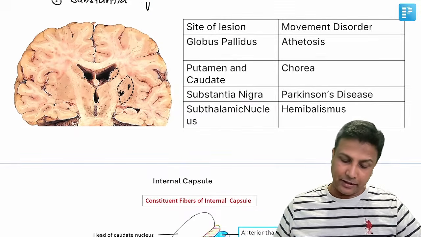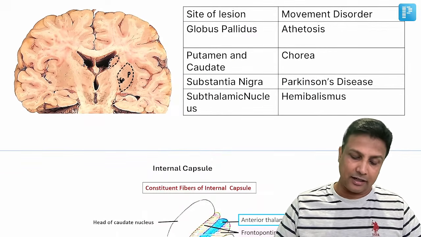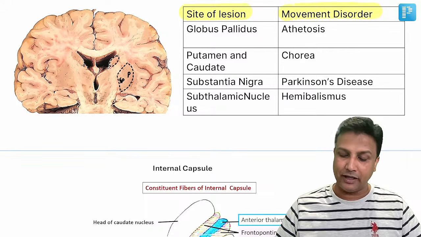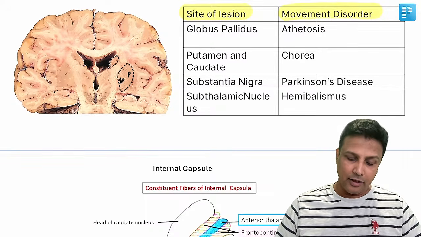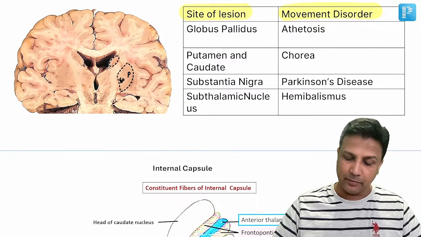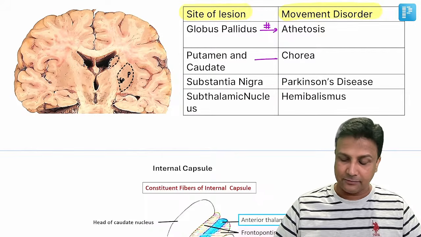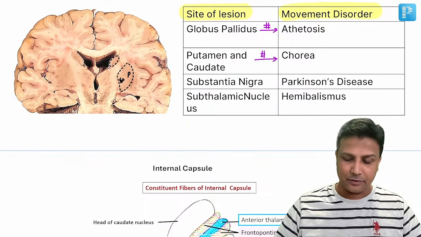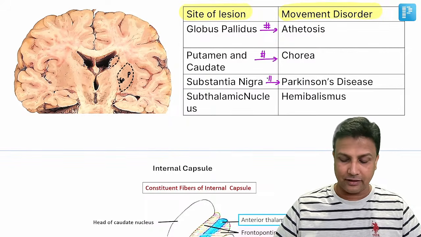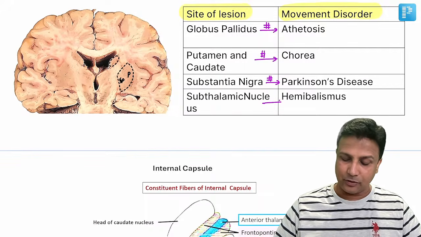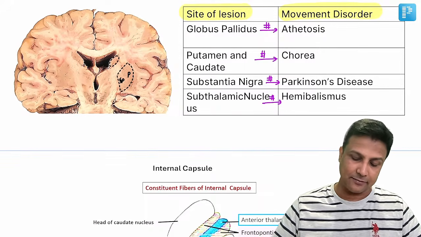Now, apart from that, my dear friends, remember the clinical application of this. What is the site of lesion and what is the movement disorder? If there is a lesion in globus pallidus, remember this will lead to athetosis. Similarly, if there is a lesion in putamen and the caudate, it will lead to chorea. Substantia nigra, everyone knows very well, it will lead to what, guys? Parkinsonism and Parkinson's disease. And if there is a lesion in the subthalamic nucleus, it will lead to hemiballismus. Already this has been asked in your exam.